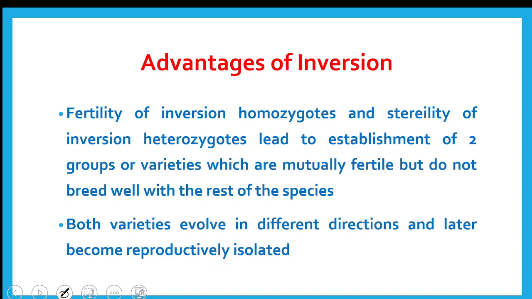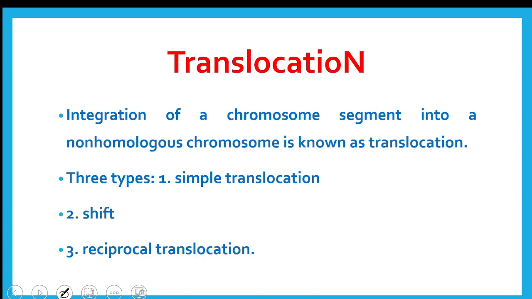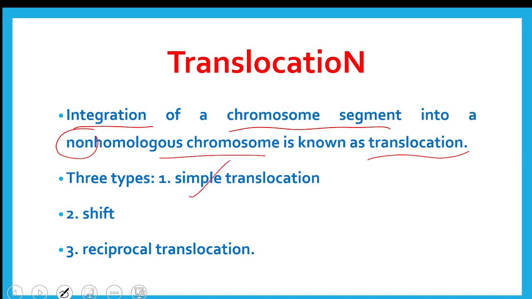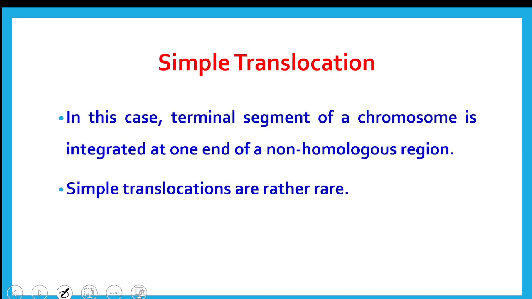Thus, among all the three that we have so far discussed, deletion, duplication, inversion, changes are said to be mainly responsible for, or one of the reasons for, evolution of a new species. And coming to the last one, translocation. It is nothing but the addition or integration of a chromosome segment into a non-homologous chromosome, never in the same chromosome. Then only we call it translocation. It is of three types: simple, shift, and reciprocal translocation.